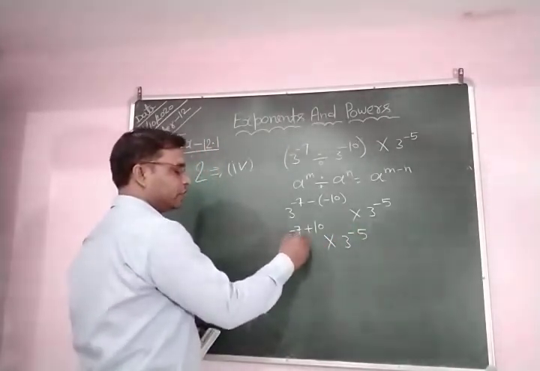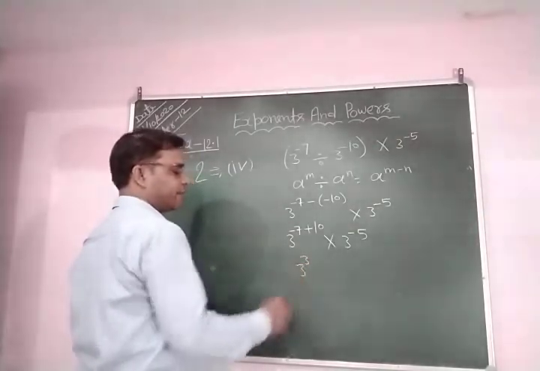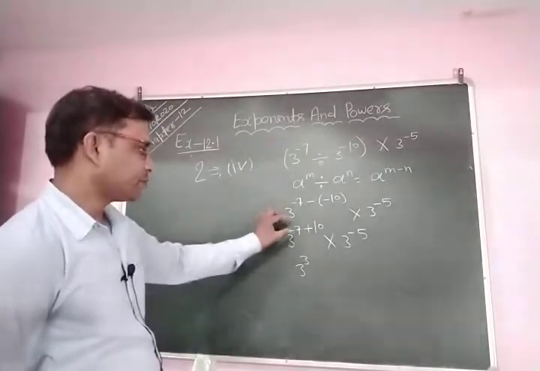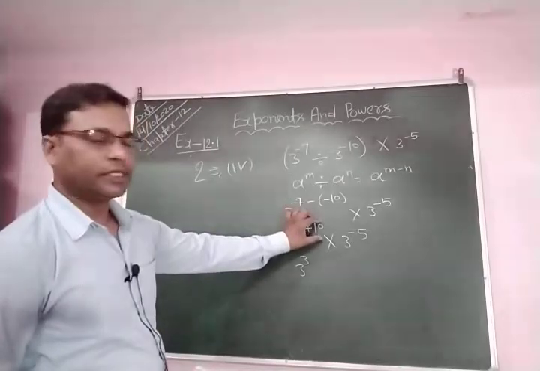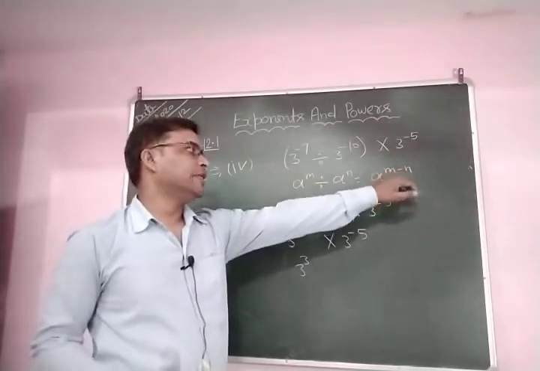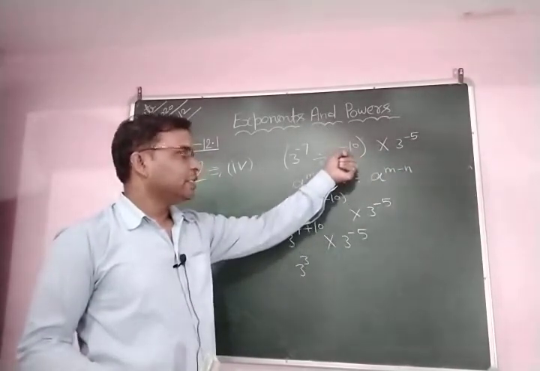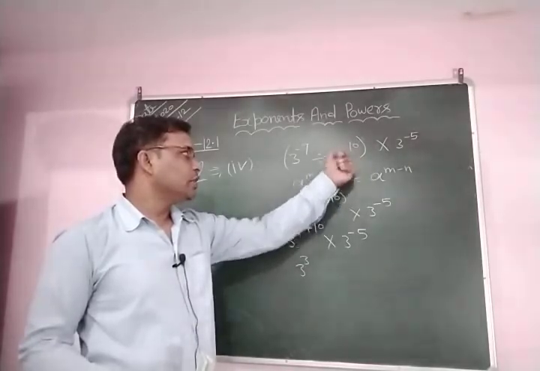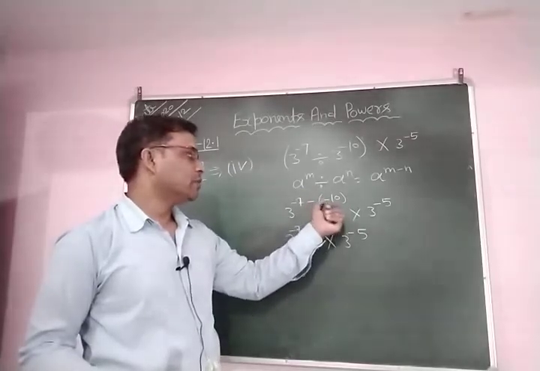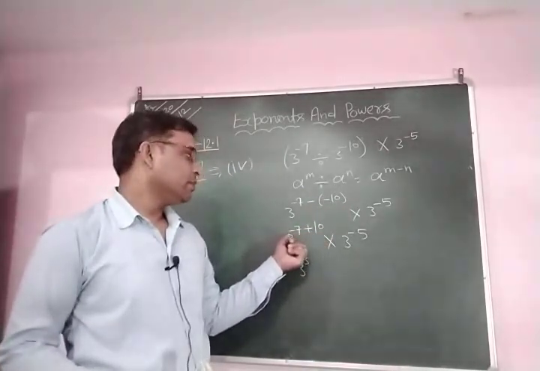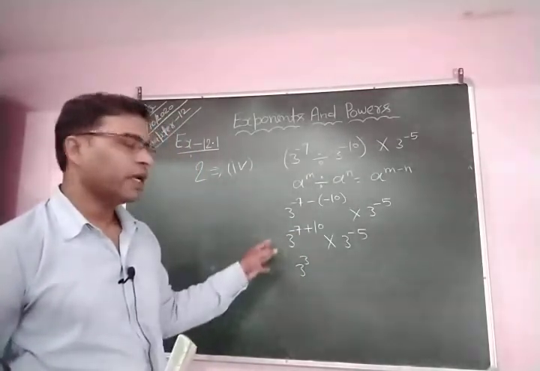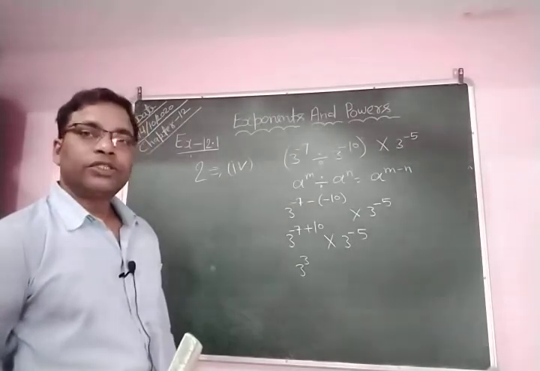Clear? Now, this is nothing but 3 power minus 7 plus 10. How did you get plus 10? Because you can see here, according to this rule, we obtain m minus n. So here this is m, and this n is always negative, so we bracket minus 10: minus 7 minus of minus 10. So minus becomes plus. Clear? So we have 3 to the power minus 7 plus 10. This is equal to what? This is equal to 3 power 3.